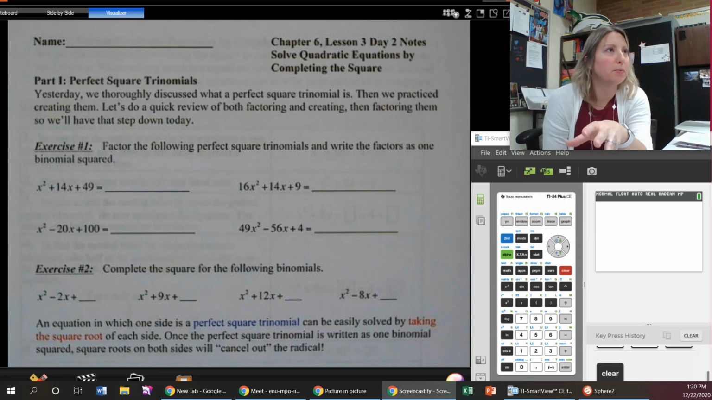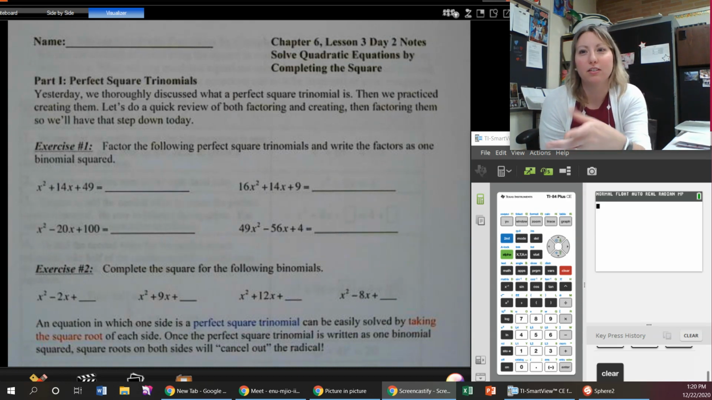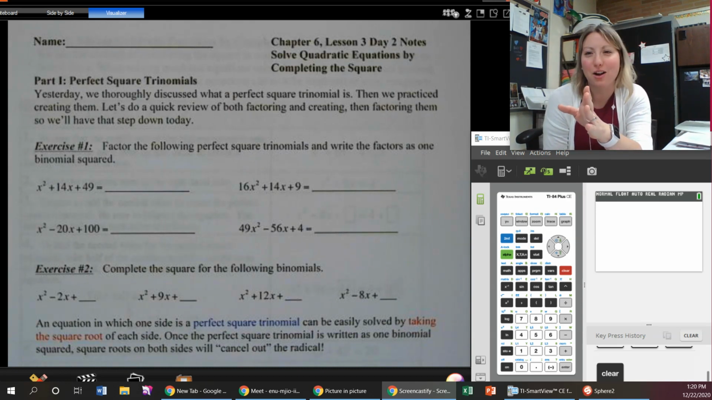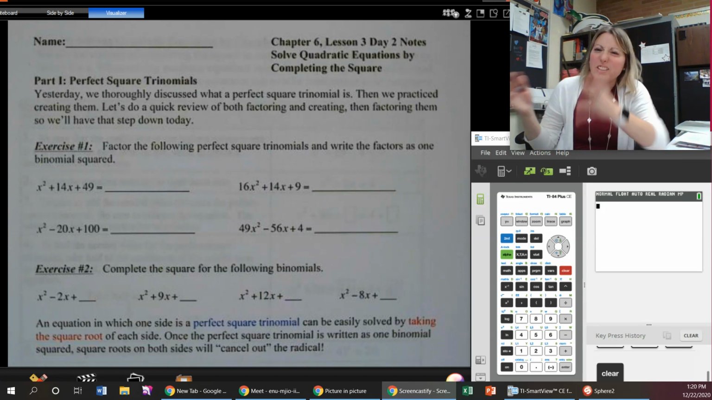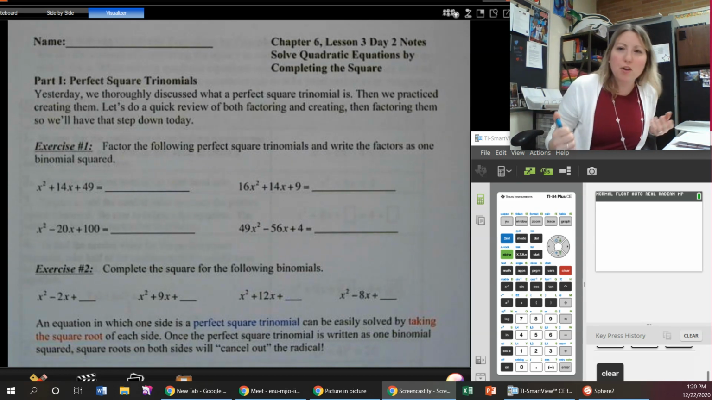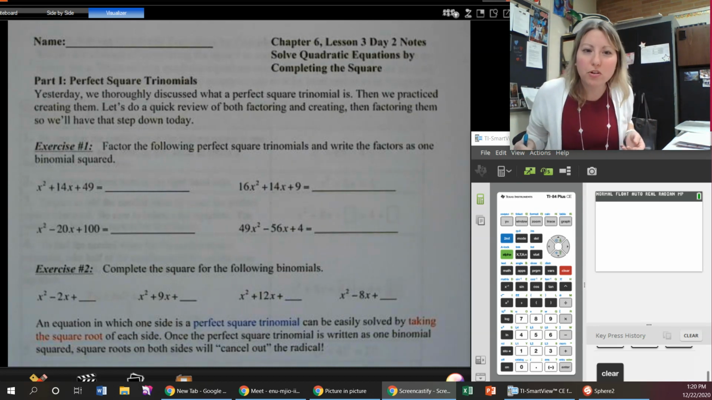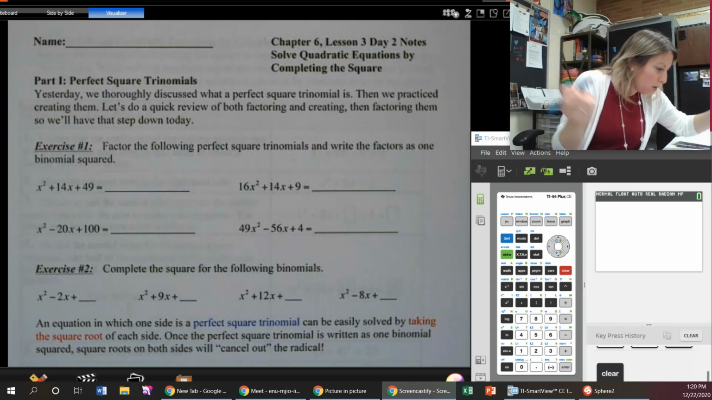I love solving by completing the square, but when I was in high school, I didn't. I love it now, though. It's the best one. You get your perfect square trinomial and you take the square root of both sides. Done.